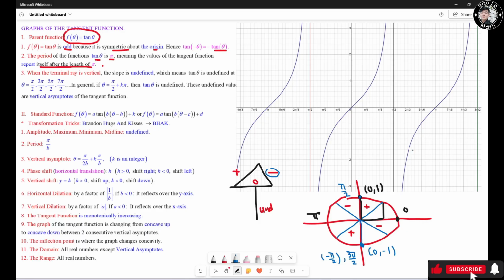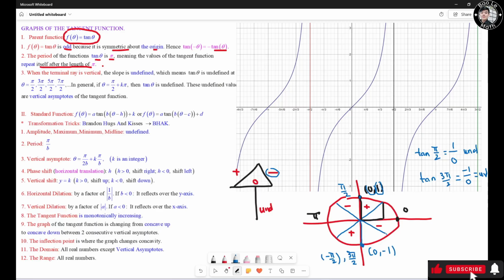So you know that tangent of pi over 2 is y divided by x. The y value is right here, the x value is 0. So 1 divided by 0 is undefined. Now, tangent of 3 pi over 2 is -1 divided by 0, which is still undefined. So it's undefined for pi over 2 and 3 pi over 2.